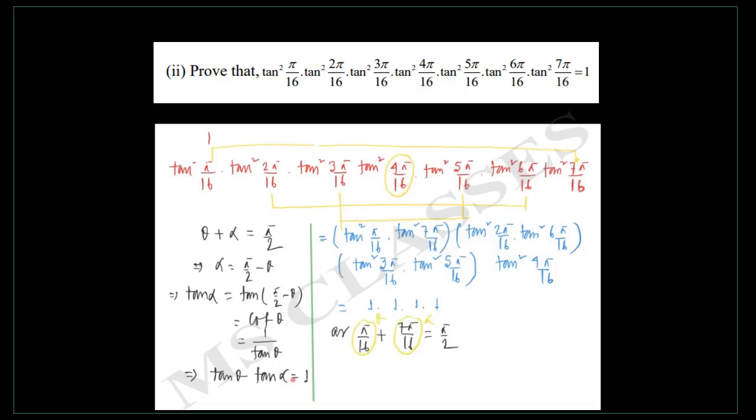Now again, with this you can show, 2 pi by 16 plus 6 pi by 16 equal to pi by 2. Again, 3 pi by 16 plus 5 pi by 16 equal to pi by 2. And 4 pi by 16 is pi by 4. And what do we know? Tan pi by 4 equal to what?